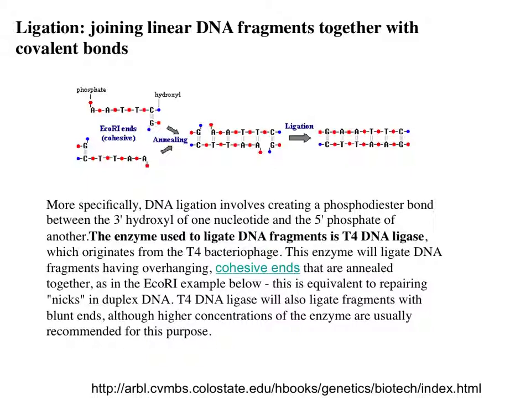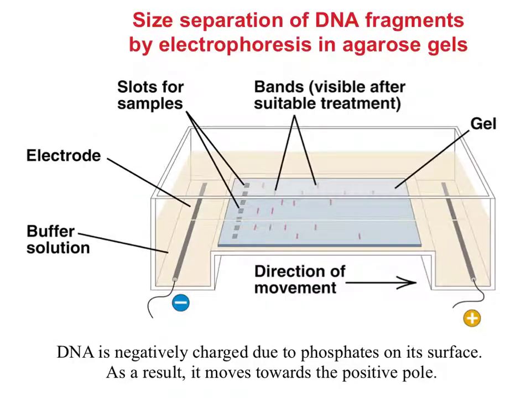This enzyme will ligate the fragments having overhanging cohesive ends and that are annealed together, and then form that phosphodiester bond. It also will ligate fragments with blunt ends, but in that case they'll need higher concentrations of the enzyme for the blunt end ligation to happen.